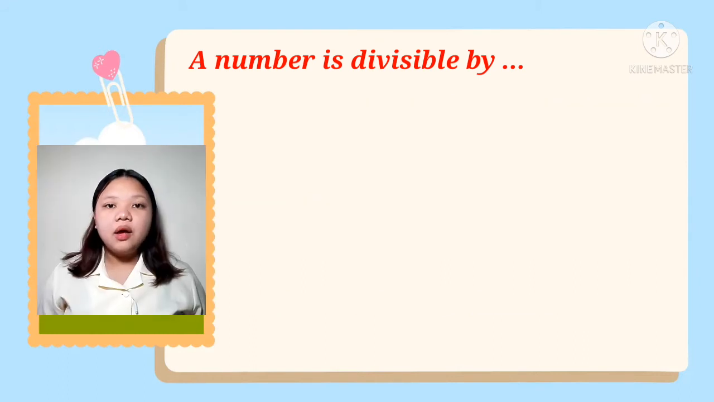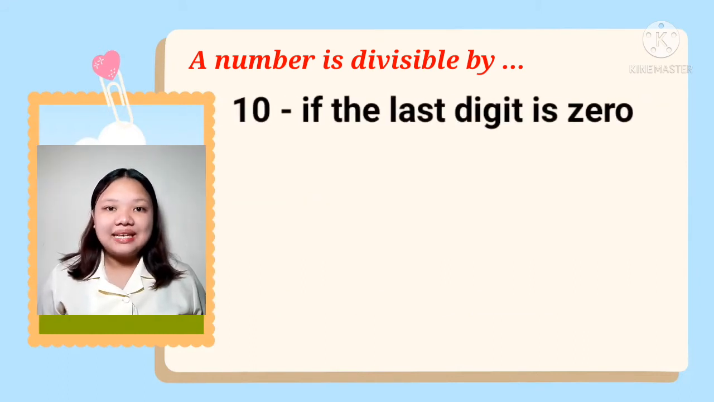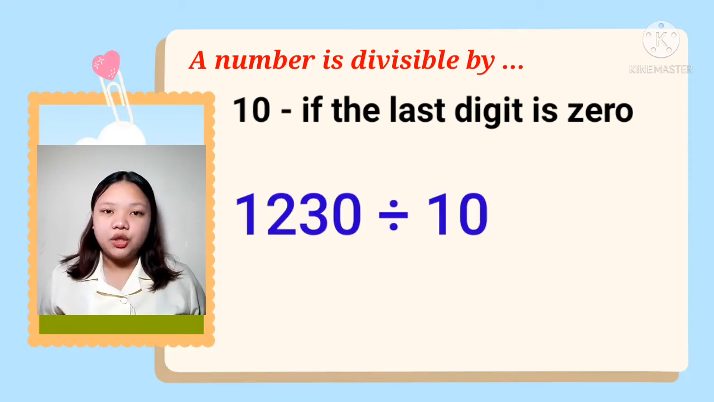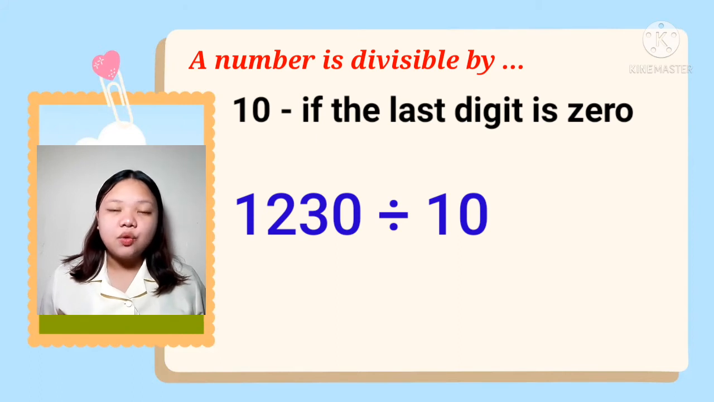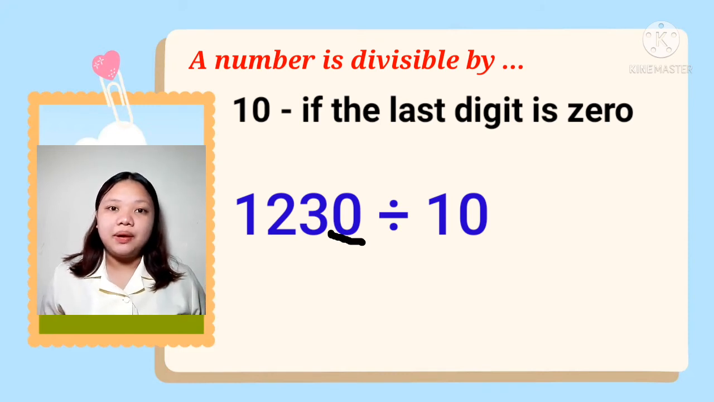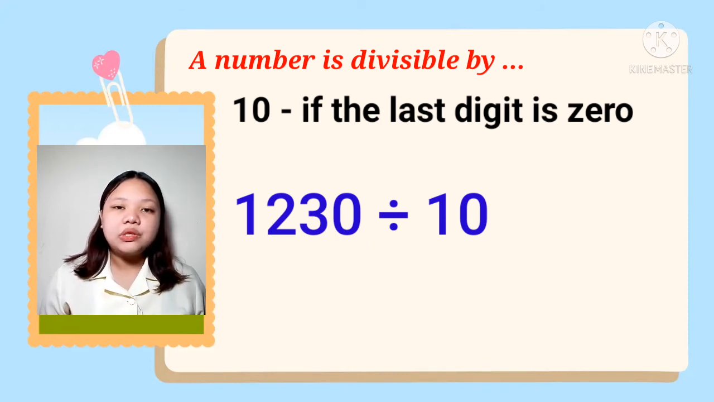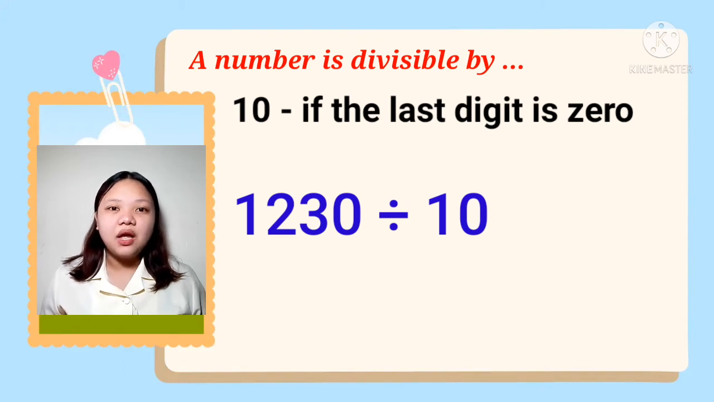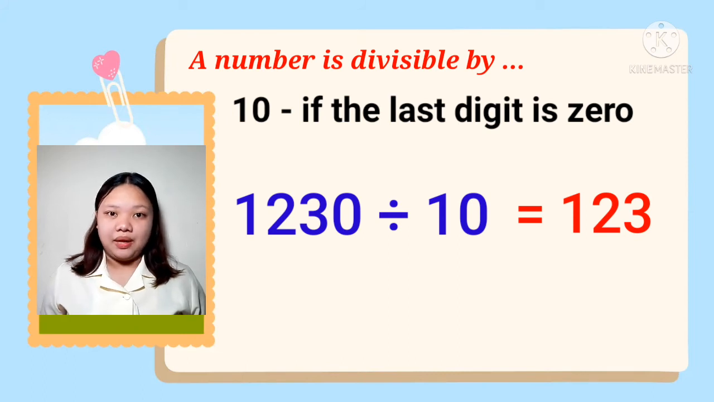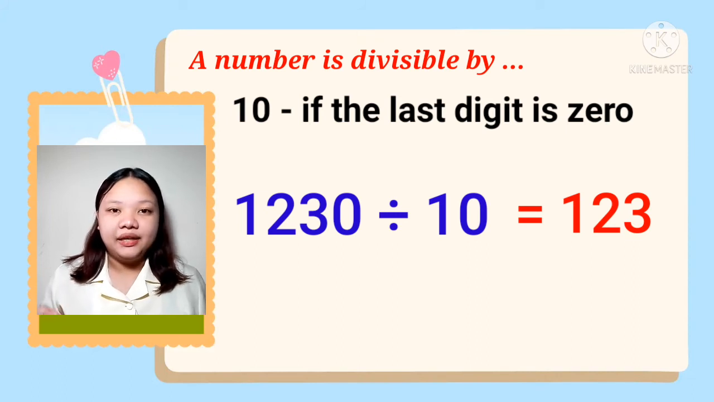So a number is divisible by 10 if the last digit is 0. So for example, 1,230 divided by 10. From the number 1,230, 0 is the last digit. Therefore, it is divisible by 10. So let us try 1,230 divided by 10, and we will get a quotient of 123 without a remainder. Therefore, it is divisible by 10. But take note that 0 is divisible by any number.